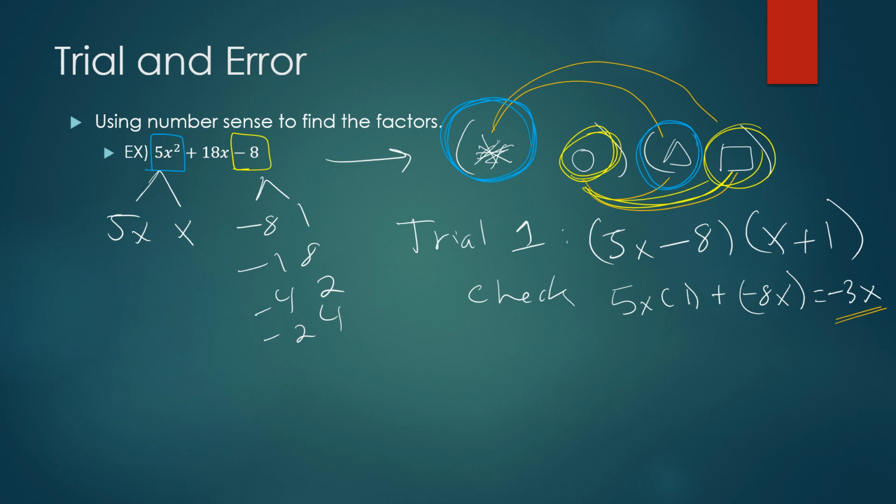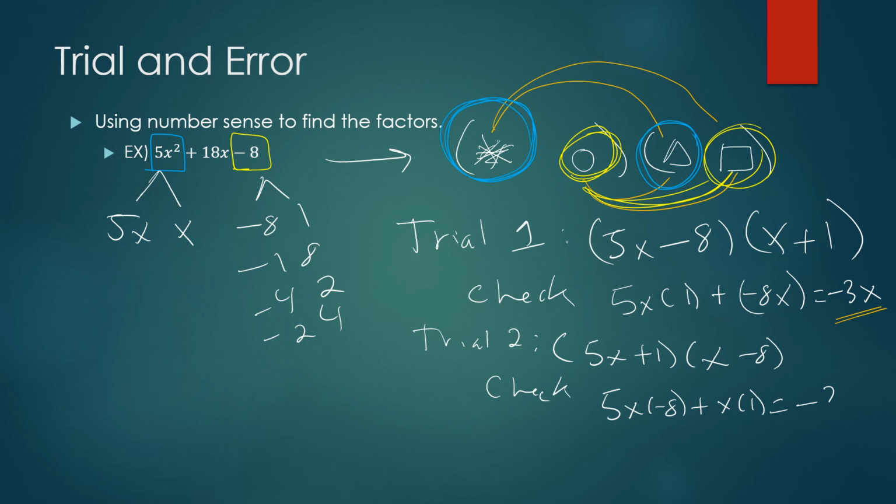I could try another trial by switching these around. Trial 2. What if I tried 5x plus 1 times x minus 8? Well, now I'm going to do my check on that middle term. 5x times -8 plus x times 1 gives me -39x. That's not going to give me 18 either. So we're going to keep trying this until we find the right combination. There are some shortcuts that we can find while we're doing these, but eventually you should reach the trial that you need.